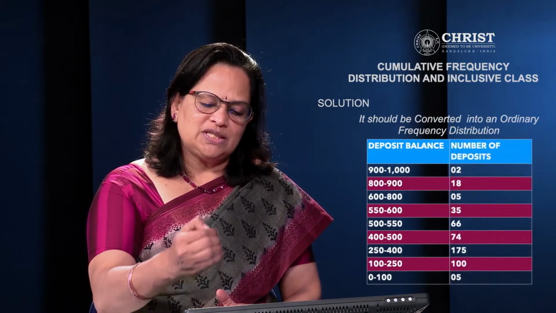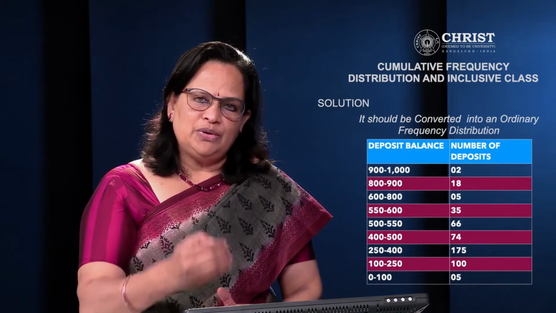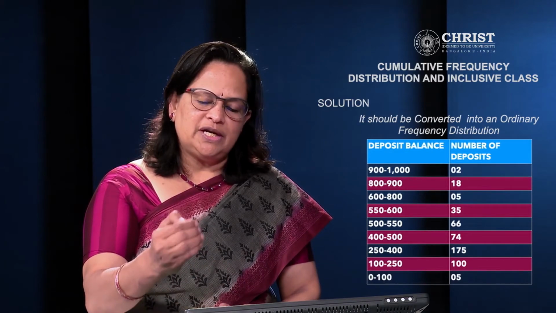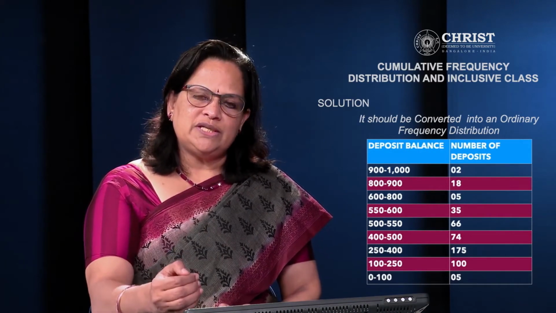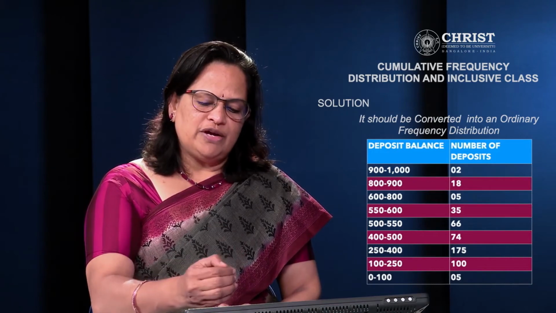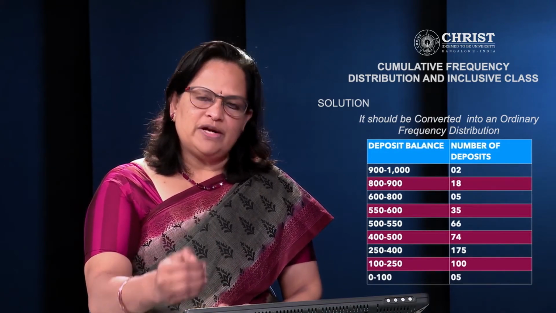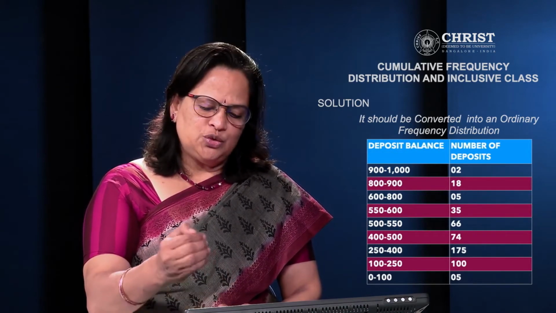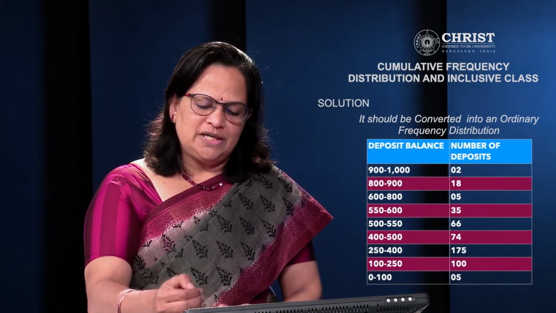Now you have to convert this. The first conversion is 900 to 1000. If you are converting, the number of deposits is 2, that is the first total frequency minus the next class frequency. That is how you get 2. Like that you have to compute the other values. 800 to 900 you will get 18. 600 to 800 you will get 5. 550 to 600 it's 35. Now 500 to 550 it's 66, 400 to 500 it's 74, 250 to 400 it's 175, and 100 to 250 it's 100, 0 to 100 it's 5.